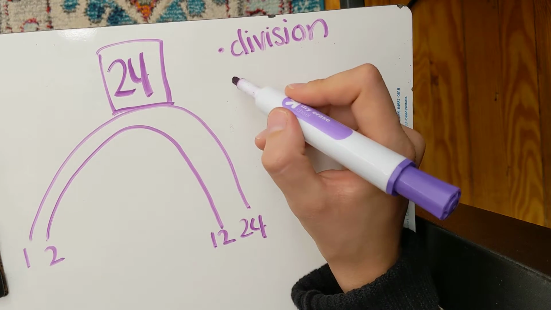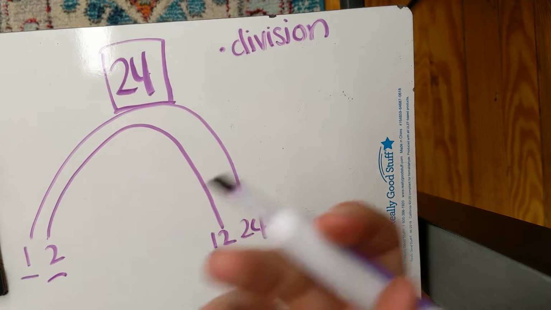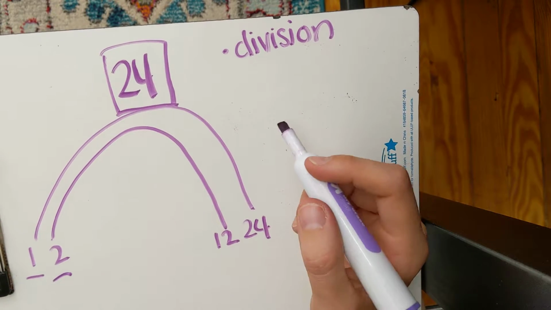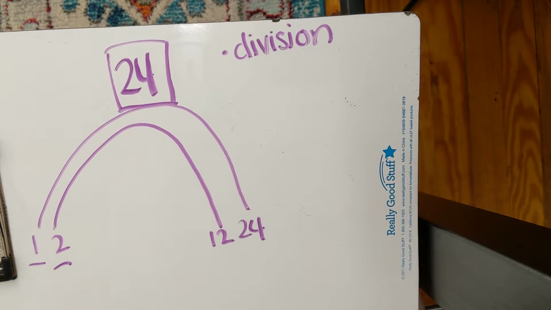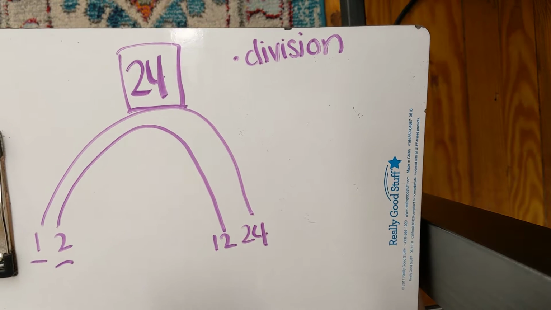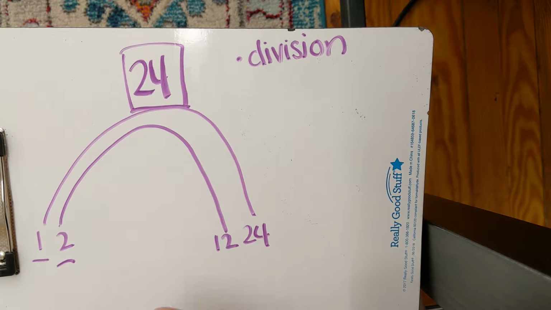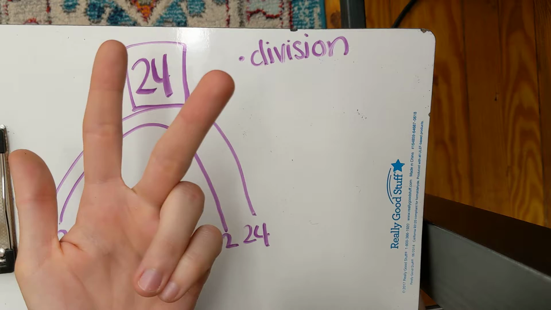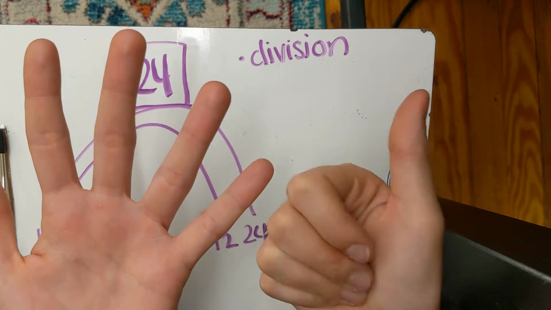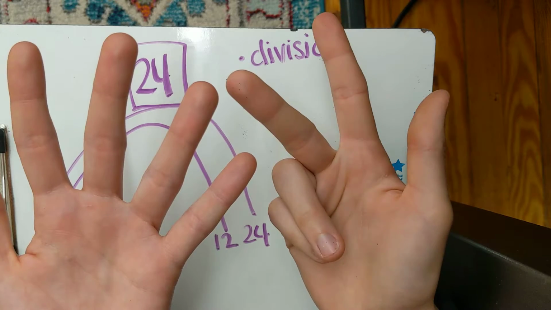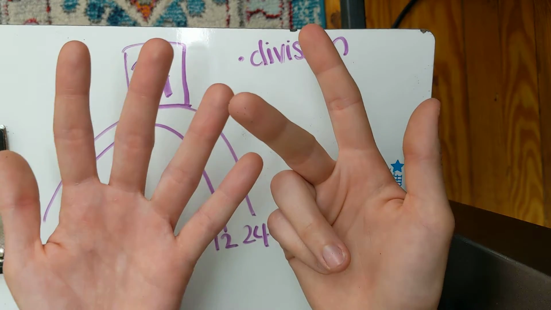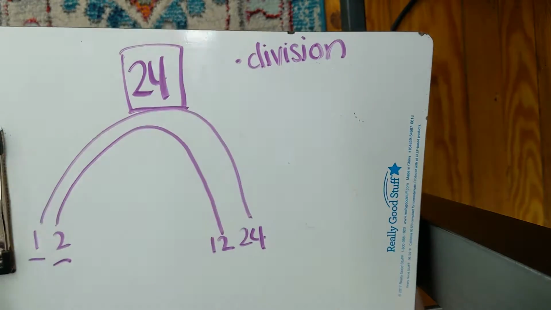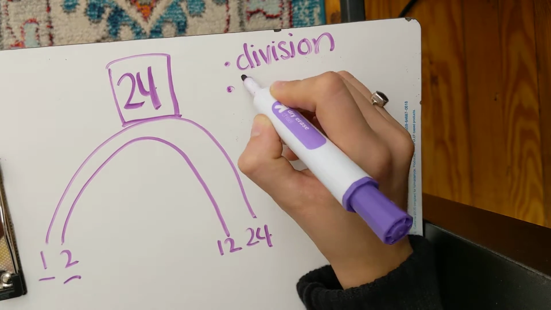Now, the next one that we need to figure out, we've done 1, we've done 2, what do you think is next? 3. We're going to think, is 3 a factor of 24? Let's say we didn't know. We're going to skip count, and we're going to use our fingers to do this. So we're going to be skip counting by 3s to see, is 3 a factor of 24? So we're going to count by 3 using our fingers. 3, 6, 9, 12, 15, 18, 21, 24. Did we land on 24? Yep. So 3 is a factor of 24. 3 times 8 equals 24. So that strategy is skip counting.